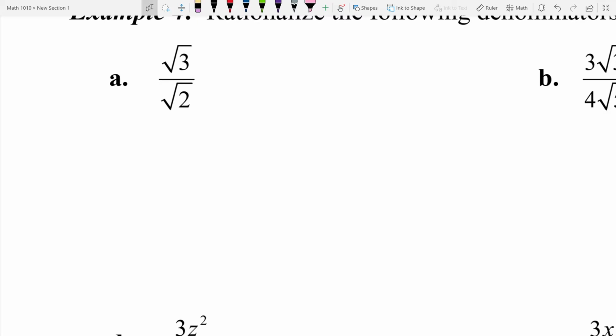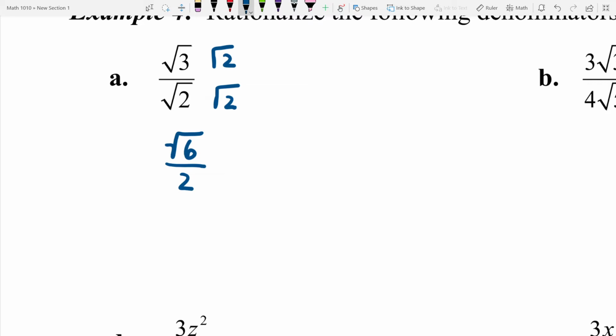What's on the bottom that can't be? Square root of 2. So I'm going to multiply top and bottom by the square root of 2. Then on the top, I have the square root of 3 times 2, which is 6. Everybody in the room, you better know this answer. What's the square root of 2 times the square root of 2? 2.